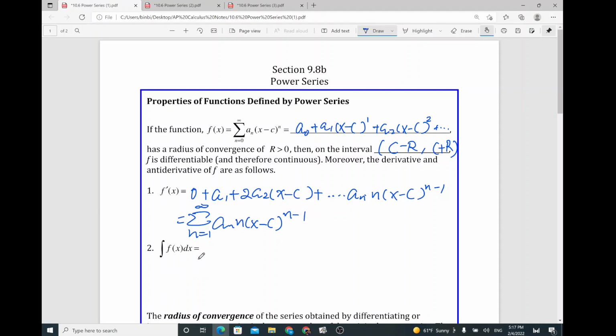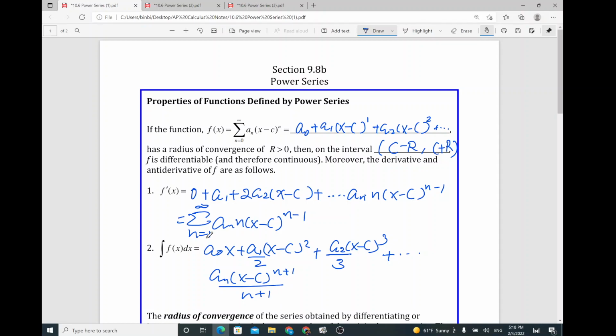Now what about the integral? The integral is a sub 0 times x, plus a sub 1 times x minus c quantity squared over 2, plus a sub 2 times x minus c to the power of 3 over 3, and so on, up to a sub n times x minus c to the power of n plus 1 over n plus 1.